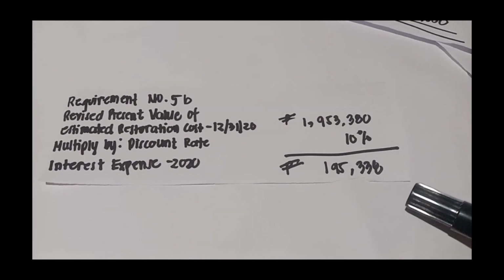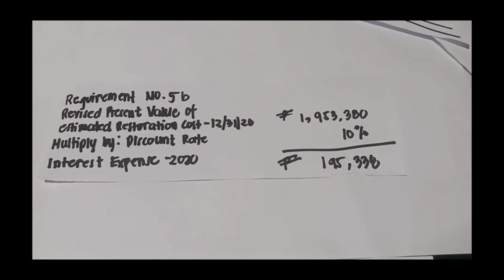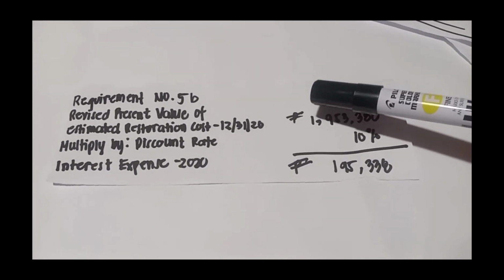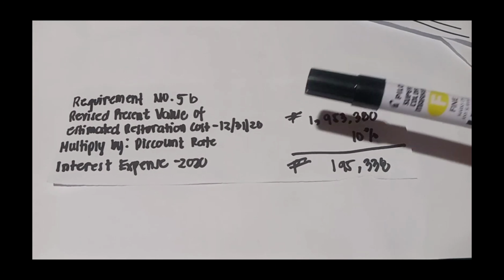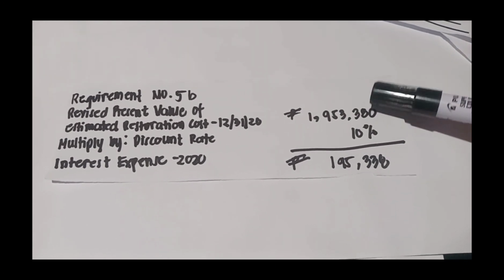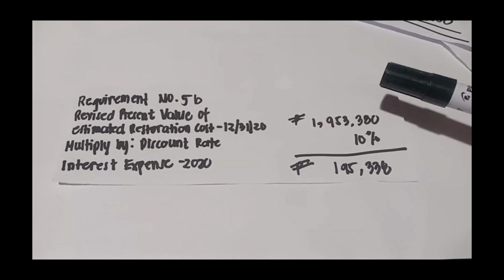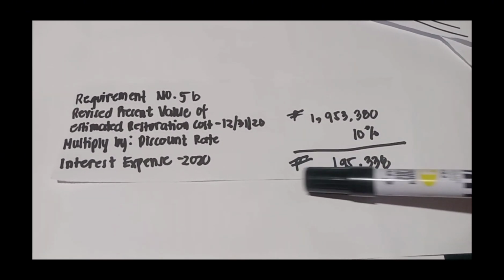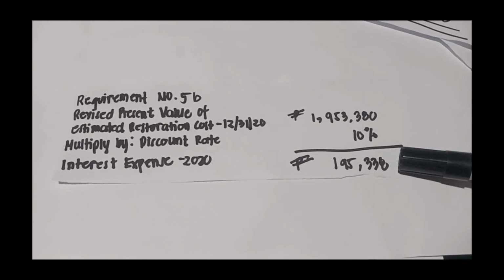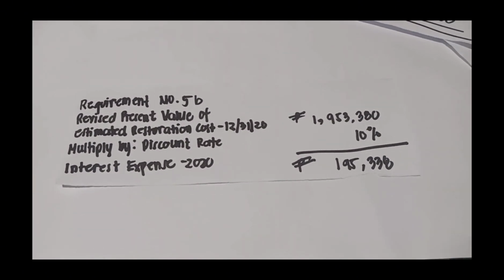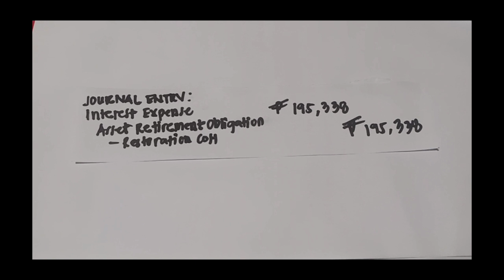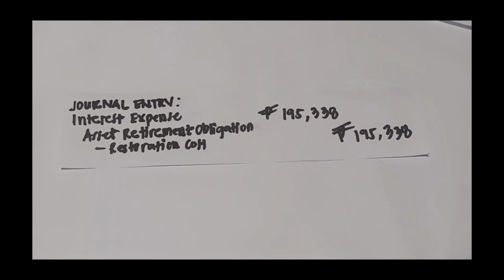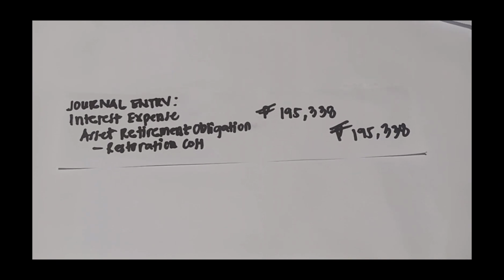So lastly, parehas sa atong gihimo ganina sa requirement number 5B, lastly naa tay revised present value of estimated restoration cost at December 31, 2020 is 1,953,380. Atong i-multiply sa discount rate na 10%. So we have the interest expense in 2020 na 195,338. Journal entry na ni: interest expense debit, credit restoration cost, or asset retirement obligation na 195,338.